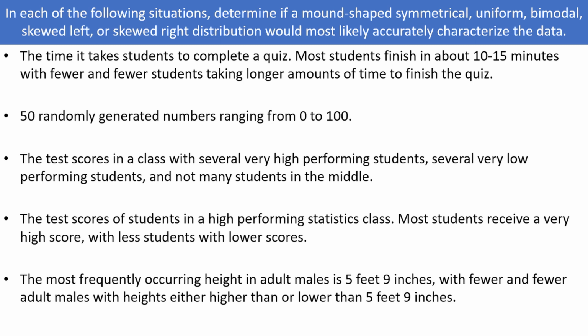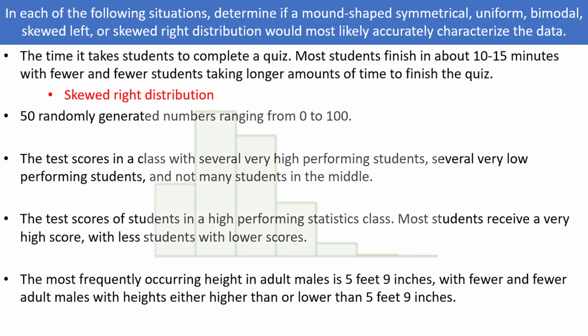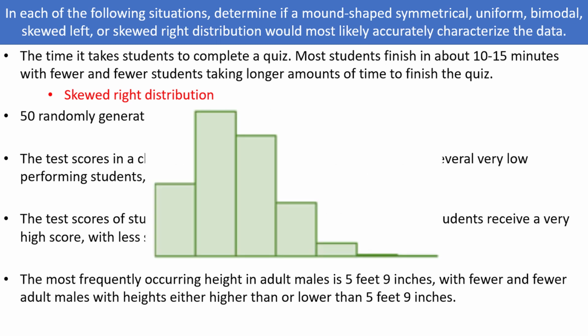Okay, the first one says the time it takes students to complete a quiz. Most students finish in about 10 to 15 minutes, with fewer and fewer students taking longer amounts of time to finish the quiz. This will be a skewed right distribution. There would be higher bars in the histogram toward the left for the lower values, with a tail to the right for the fewer and fewer students taking a long time to finish the quiz.